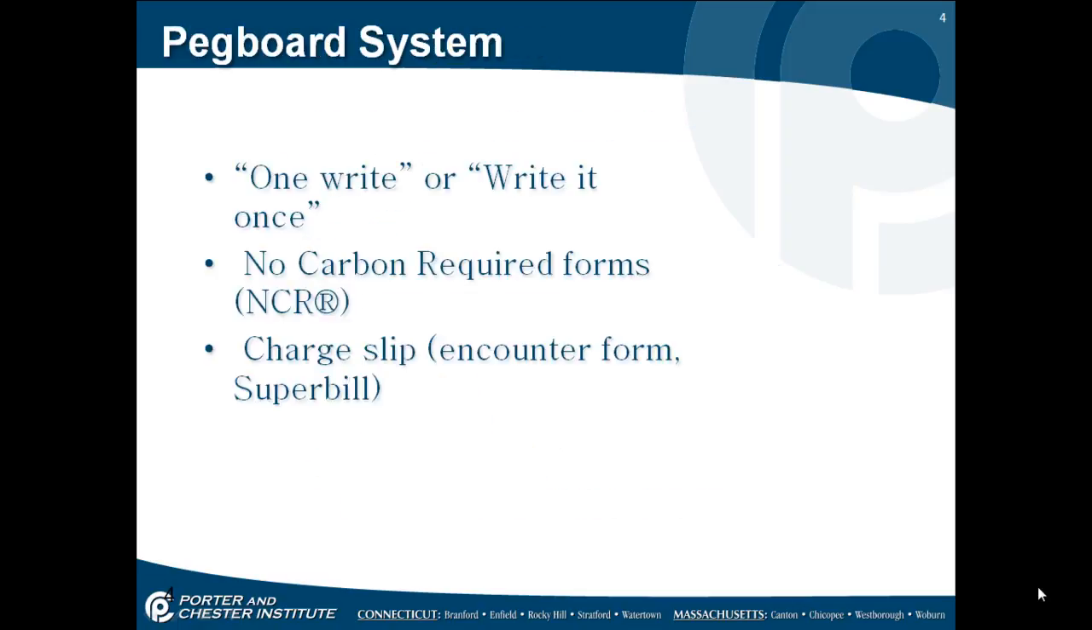We talked about the Pegboard system in Chapter 19, which is the one write system or write at once system, no carbon required forms. You have charge slips, which are encounter forms or super bills.